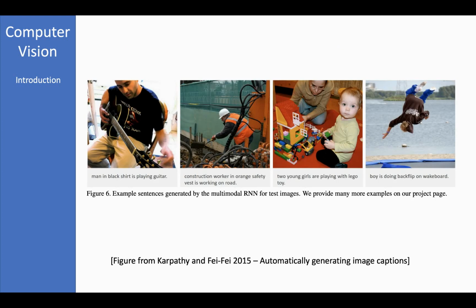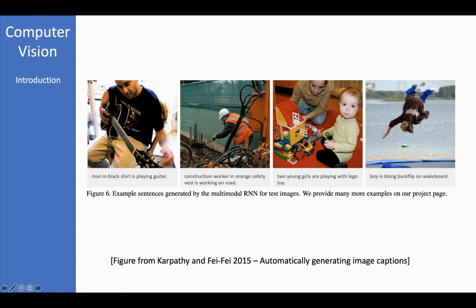For instance, one example is creating the text that corresponds to an image. Now here we see, for example, 4 images. The captions that are written beneath these images, believe it or not, are actually automatically written by a computer algorithm proposed by Karpathy and Fei-Fei in 2015. On the left-hand side, the algorithm looks at the image and automatically is able to write that there's a man in black shirt playing the guitar. In the second one, we see a construction worker in orange safety vest is working on the road. 2 young girls are playing with a Lego toy and so on.